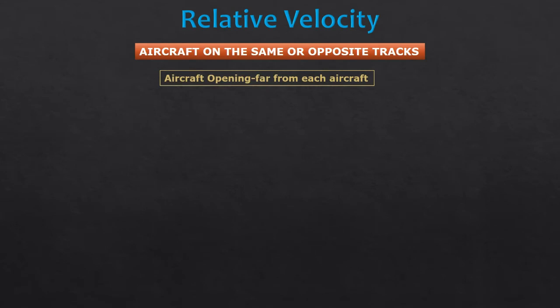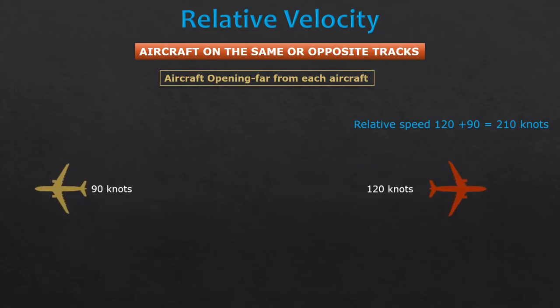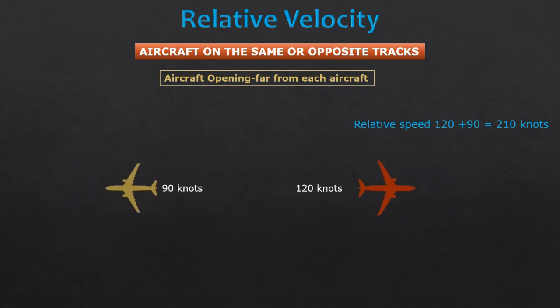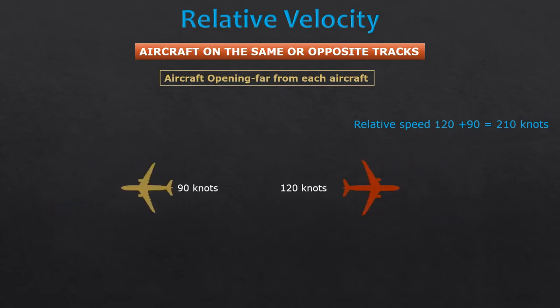Aircraft opening far from each other. Now, aircraft going away from each other. The relative speed will also be 210 knots. Adding both speeds, you will get the relative speed. If you look from the 120 knots aircraft to the 90 knots aircraft, you will feel that the 90 knots aircraft is flying at the rate of 210 knots, and vice versa. Kindly remember this relative velocity technique because we will use it to solve numericals based on relative velocity.